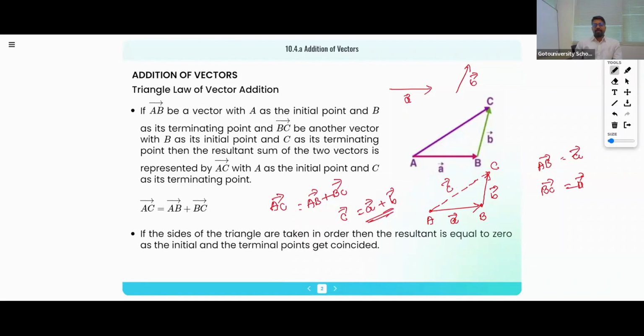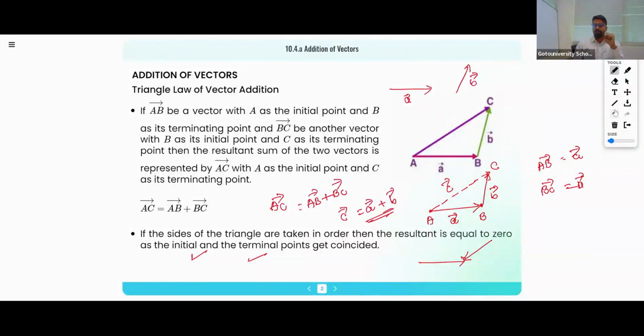If the sides of the triangle are taken in order, then the resultant is equal to 0, as the initial and terminal points coincide. So what do I mean by that? If the sides of the triangle are taken in order, then the resultant vector is equal to 0. What do you mean by that? Suppose we take like this, and if we take like this, they are taken in a different order, right? So let me tell you.